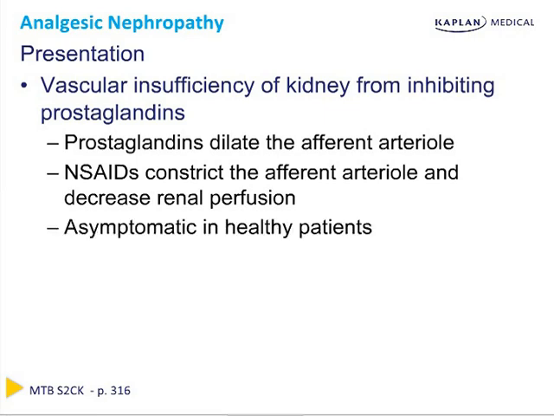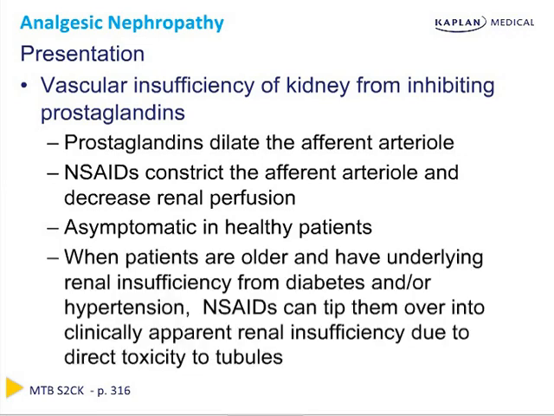Usually, this inhibition of prostaglandins is asymptomatic in patients who are healthy. But when patients are older or have underlying renal insufficiency from diabetes or hypertension, the NSAIDs can tip them over the edge into clinically apparent renal insufficiency.